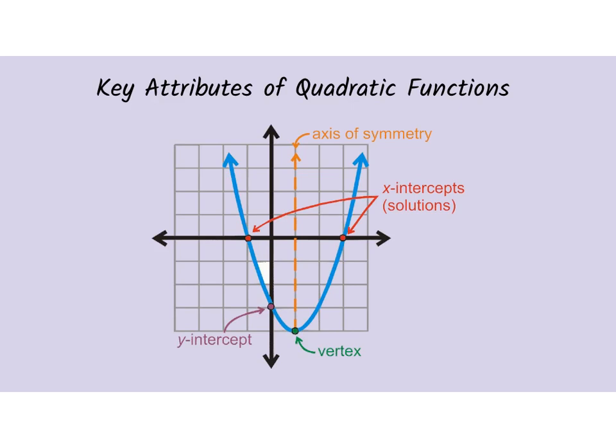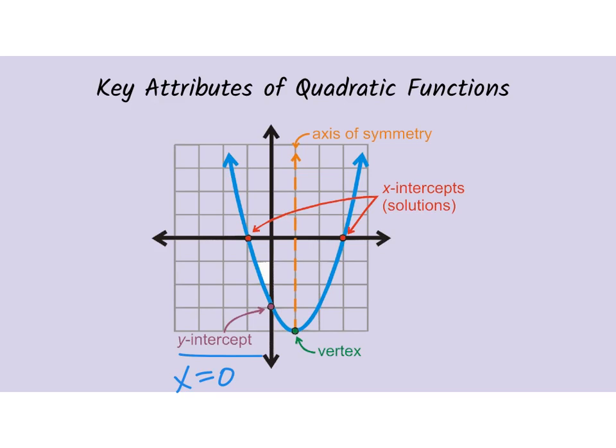Okay, so key attributes of quadratic functions. So you have your y-intercept here, like always, and that's where x equals 0. Okay, so it's wherever x equals 0. So when you put a 0 in for x into your function, you find your y-intercept.